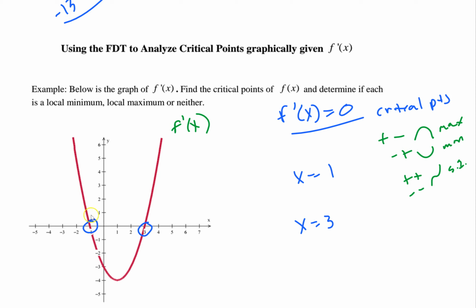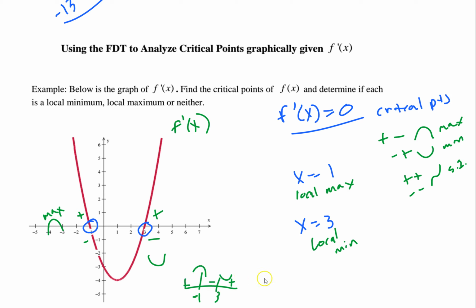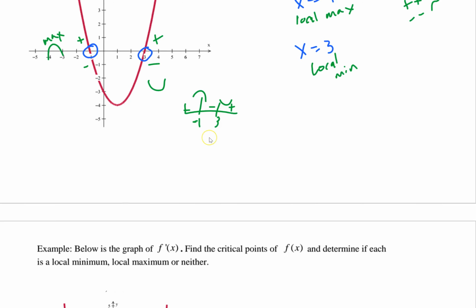So how do I tell from here? Well, look at the graph. It went from positive to a negative. That right there is a max. So it's the local max. Then look at 3. You went from a negative value to a positive value. So, local min. It went down and up. If you like it better, you can also do this on a sign chart, right? Negative 1, 3, and then look at plus, minus, plus, and it works the same way. So that's the general idea. Let's do another one to make sure we got this.